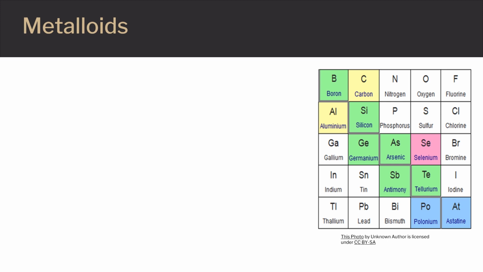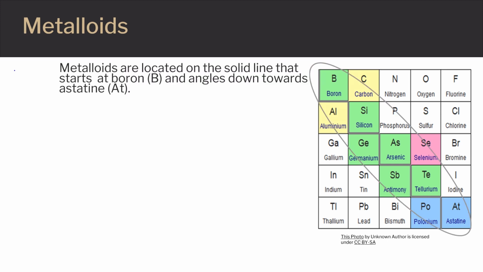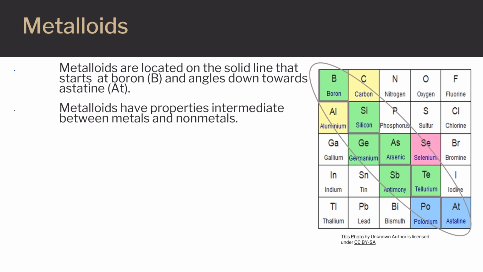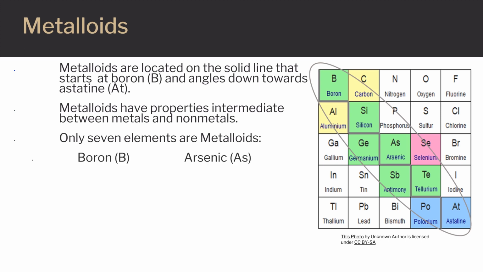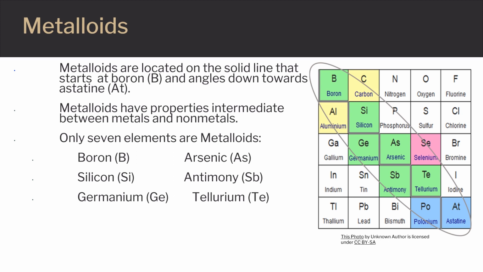Another area on the periodic table of elements of interest are the metalloids. These are located along the solid line that begins at boron and angles towards astatine. These have both properties of metals and nonmetals. There are only 7 elements that are metalloids, and these are boron, arsenic, silicon, antimony, germanium, tellurium, and polonium.